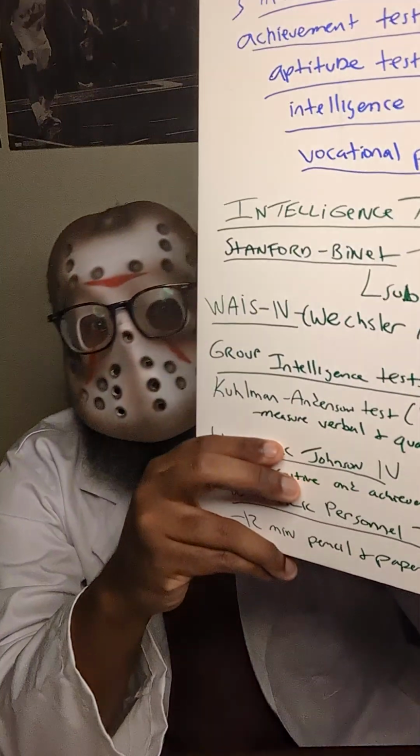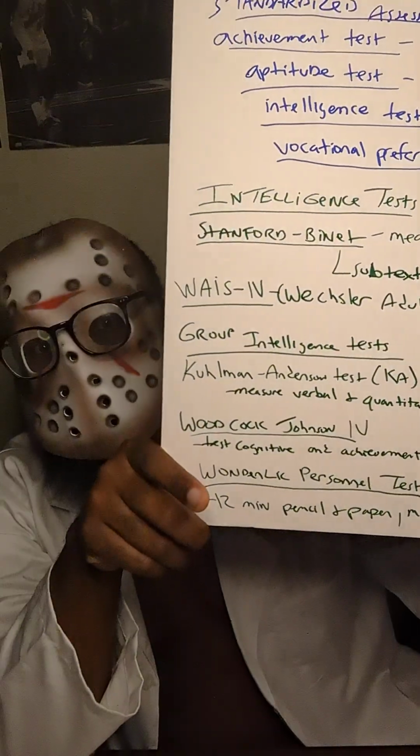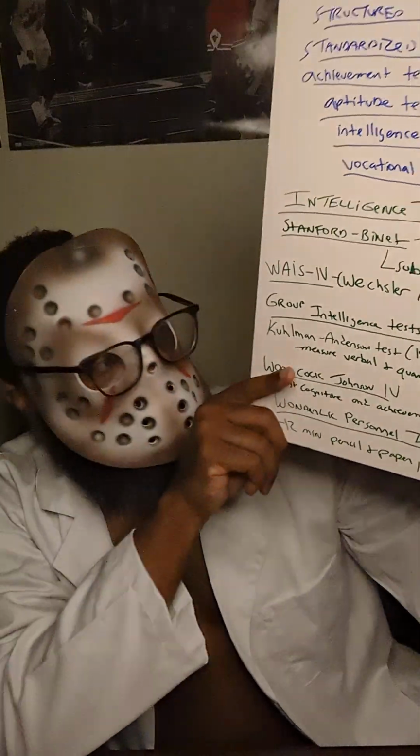Next we have the Wonderlic personality test, acronym WPT-R. And this is specifically a 12-minute pencil and paper test to study the mental faculties of adults. So get a good look at all that right there. That's what I just talked about.